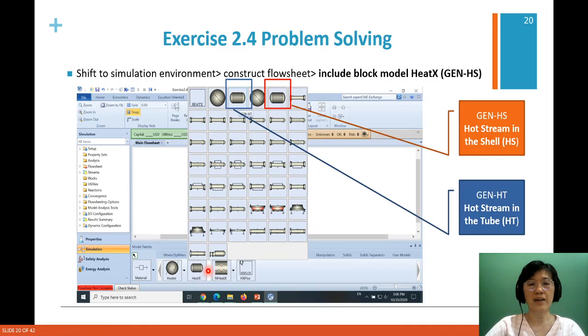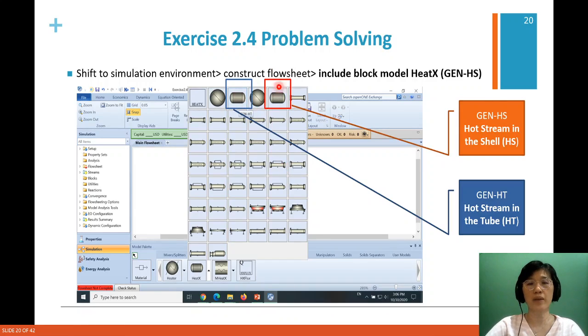You see under the heat exchanger, you can have a heater, HeatX, and some other model for the simulation of heat exchanger. But in this case, it's HeatX. Just click on it, and you have a lot of options here. Okay. In our case, remember the hot stream must be in the shell side.